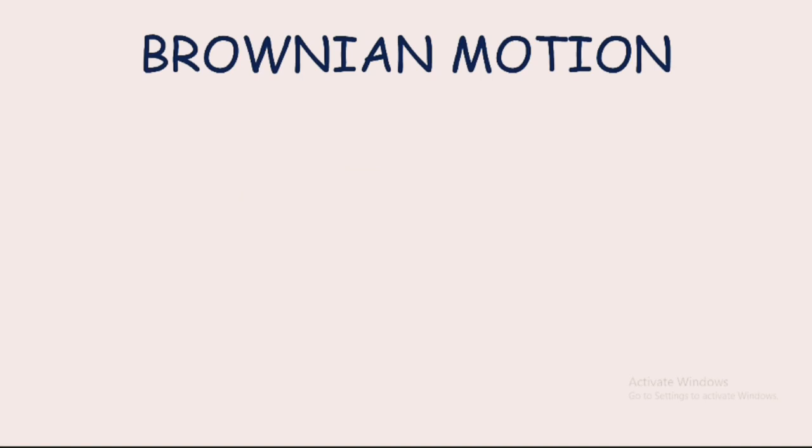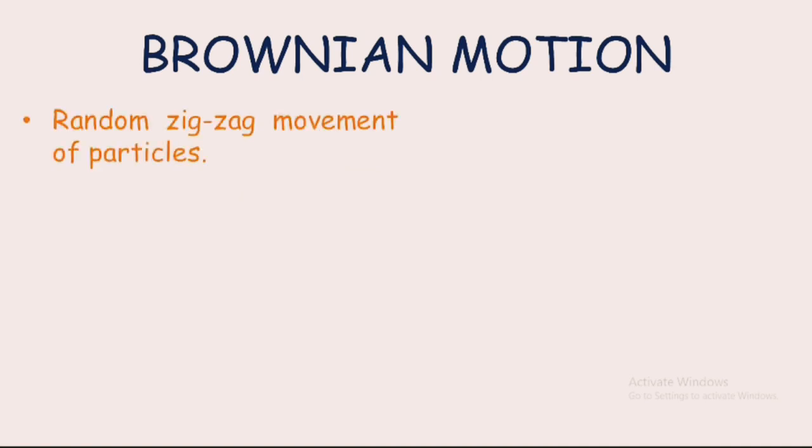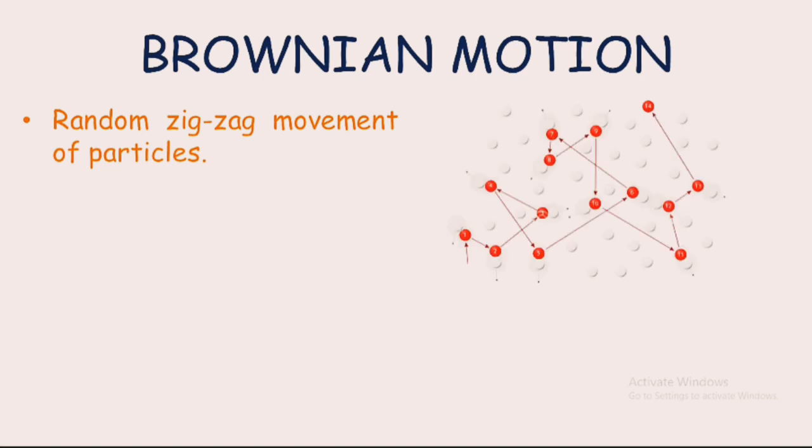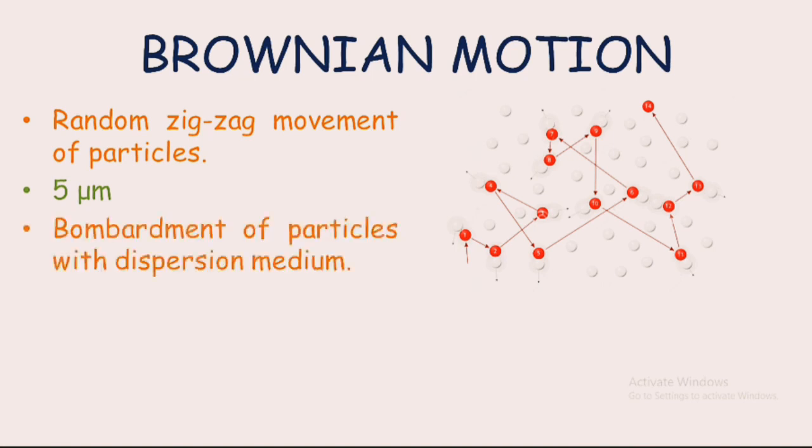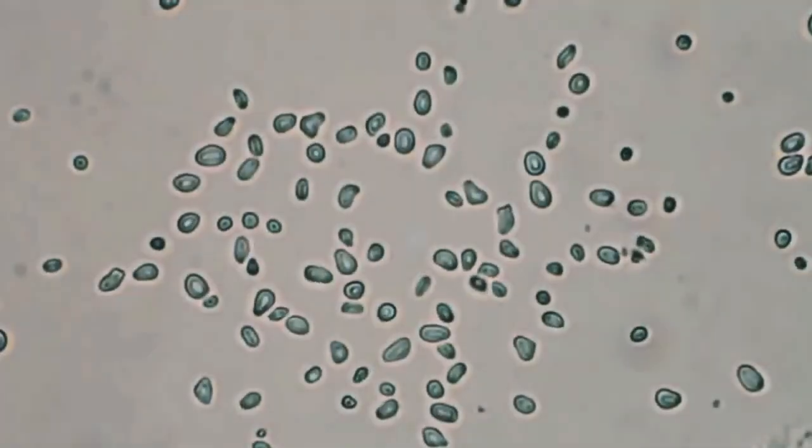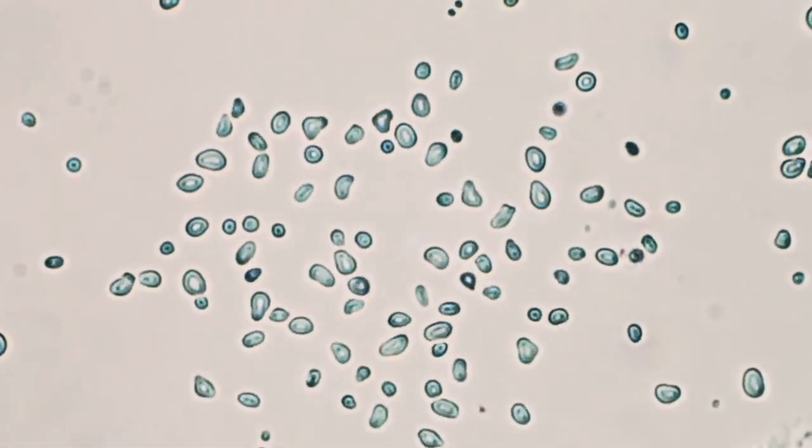So first one is Brownian motion. What is Brownian motion? It is the random zigzag movement of colloidal particles, which may be observed with particles as large as about 5 micrometer. It was explained as resulting from the bombardment of the particles by the molecules of the dispersion medium, as you can see in this clip.